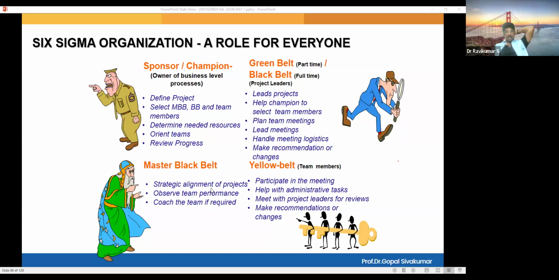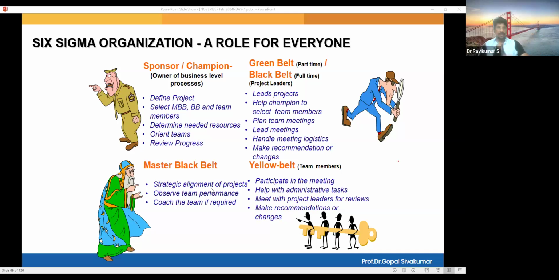And apart from this, the team performance monitoring and observation has to be done by the master black belt guys. And further, they are responsible for training and coaching whenever the team performance is not up to the level. So this is the scope and responsibility of the master black belt guys.